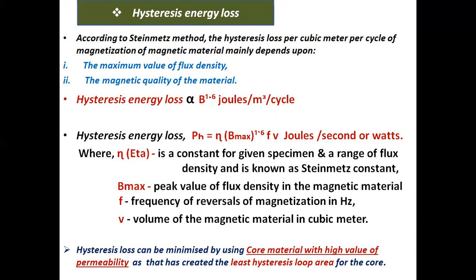Hysteresis energy loss Ph is equal to eta Bmax^1.6 f V joules per second or watts, where eta is a constant for a given specimen and a range of flux density and is known as the Steinmetz constant. Bmax is the peak value of the flux density in the magnetic material. f is the frequency of reversals of magnetization in hertz. V is the volume of the magnetic material in cubic meters.